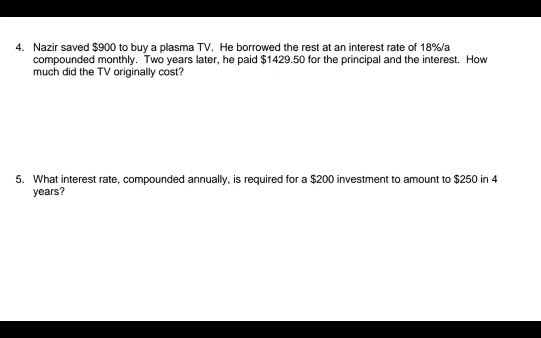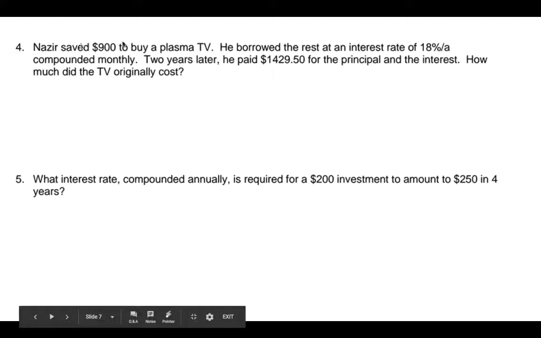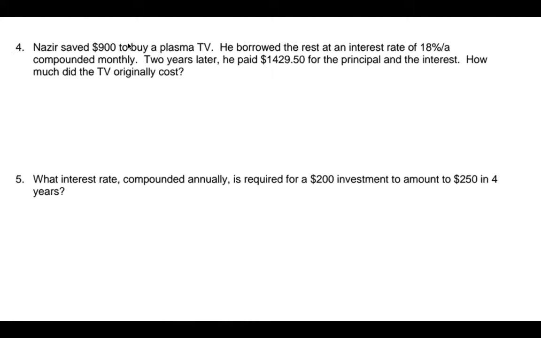Nazir saved $900. He borrowed the rest. 2 years later, he paid $1429.50 for the principal plus the interest. So that was the future value of the loan. Notice the $900 has nothing to do with the interest. So we don't want to think about the 900 as part of the loan. When we do these questions with the formula, we're just applying the loan or the investment, the money that's actually going to grow, to the formula.